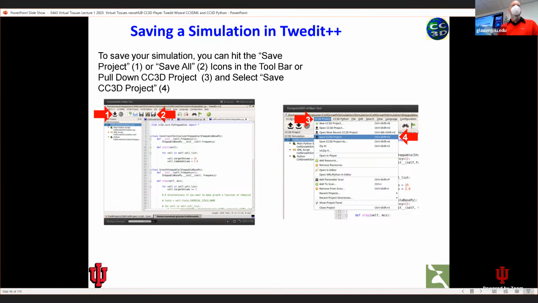You can also pull down the CC3D project menu and hit save CC3D project. So hit save. You'll find that there are a lot of different ways to do the same thing. That makes it convenient because different people like doing things in different ways, but it also means if I'm showing you, I won't necessarily show every possible way of doing the same thing.